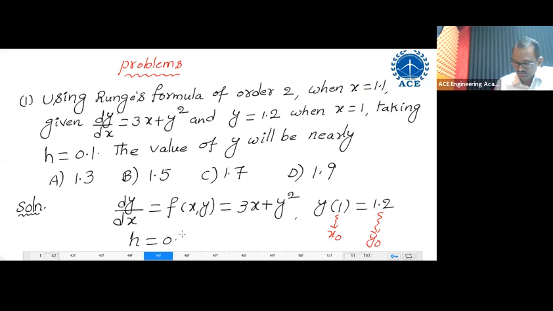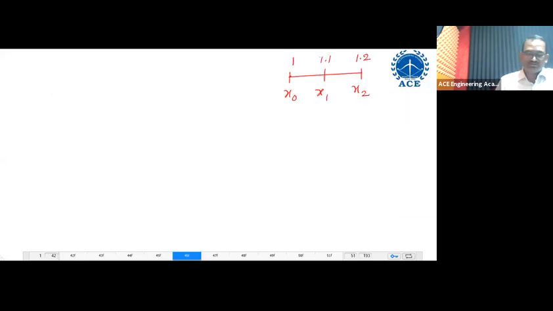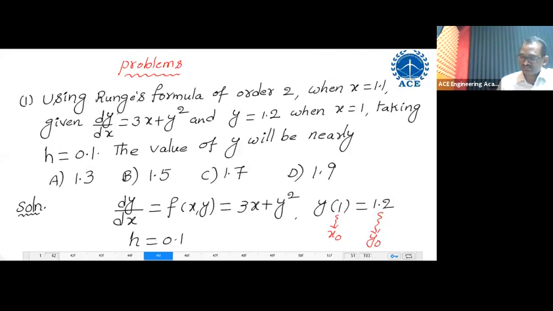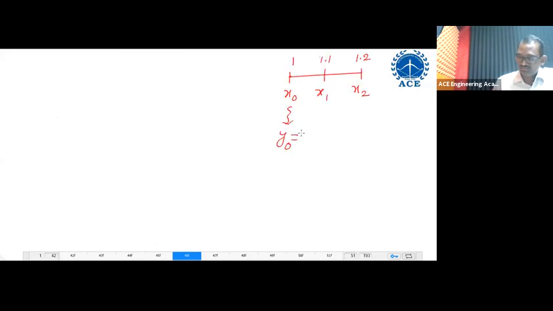H value 0.1 is given already. As you all know, y value at x naught is y naught. Y naught is already given, 1.2. Similarly, y value at x1 should be y1, and y value at x2 should be y2. Suppose you don't know the x1 value, you can use the formula: x1 is equal to x naught plus h, x2 is equal to x naught plus 2h.